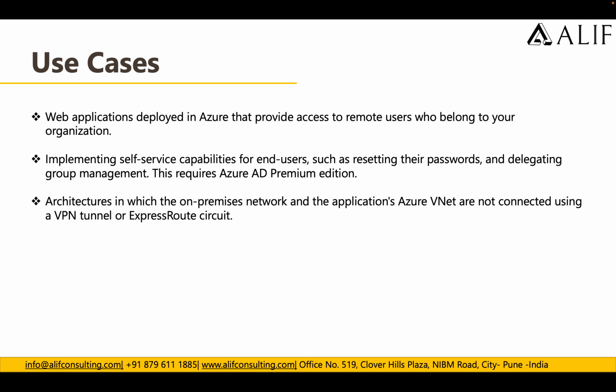Another is an architecture in which the on-premise network and the applications in the Azure Virtual Network are not connected using a VPN tunnel or ExpressRoute circuit. So these are some of the requirements, or use cases, where you can have your Active Directory Domain Service integrated with Azure AD. Any kind of self-service capabilities, resetting a password, dedicated user group management, or if your application is running on an Azure VM and you want to run the identities, or you want the same username and password for the on-premise user but you don't have any connectivity with that subscription, that's where you can have your Azure Active Directory connected with on-premise Active Directory Domain Service, and from there all the users can be replicated to Azure AD.